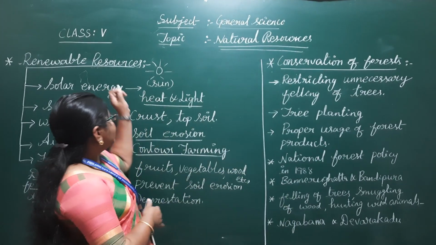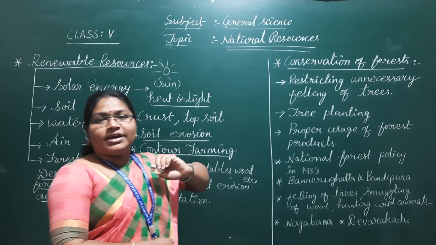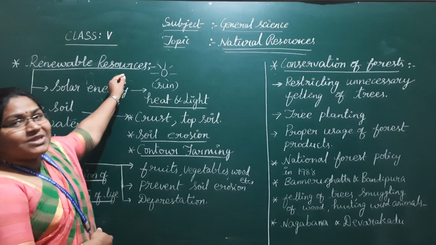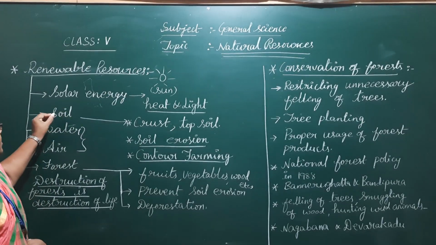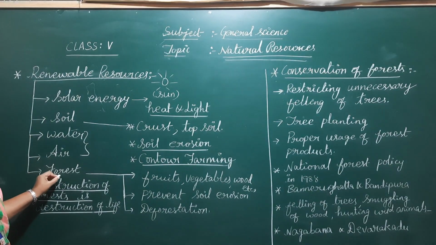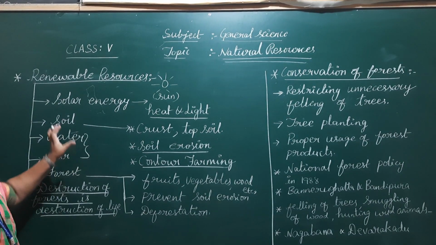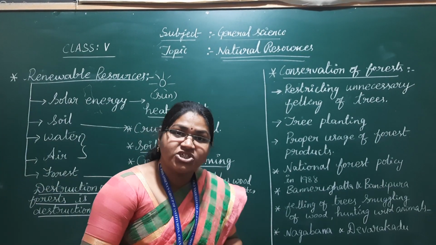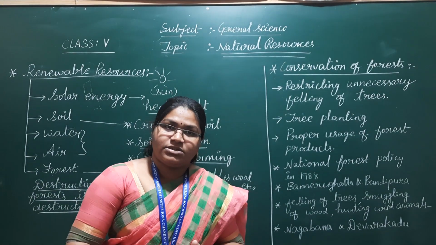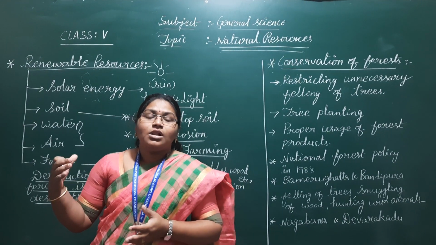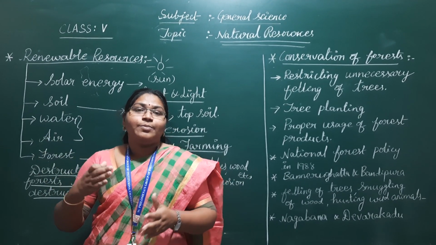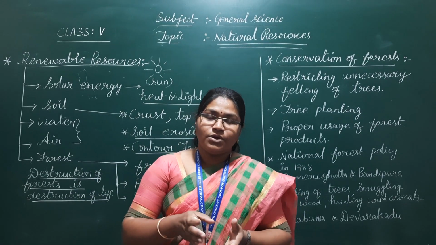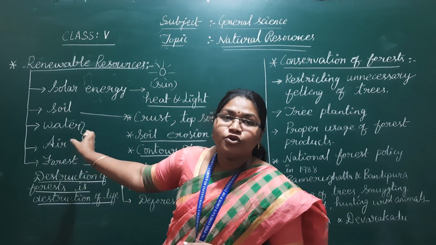Okay, so renewable resources. Do you know what we mean by renewable resources? Renewable resources are such as solar energy, soil, water, air, forest, etc. These are all renewable resources. Why do we say so? Because these are continuously available in nature in spite of human usage, over the period of human life. You will get them continuously even if you use them. That's why we call them renewable resources.